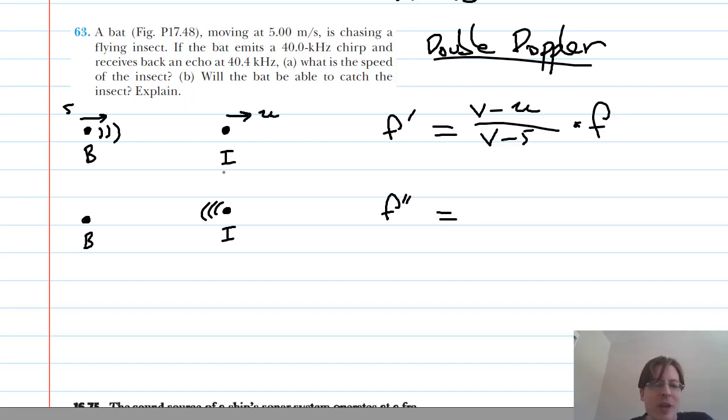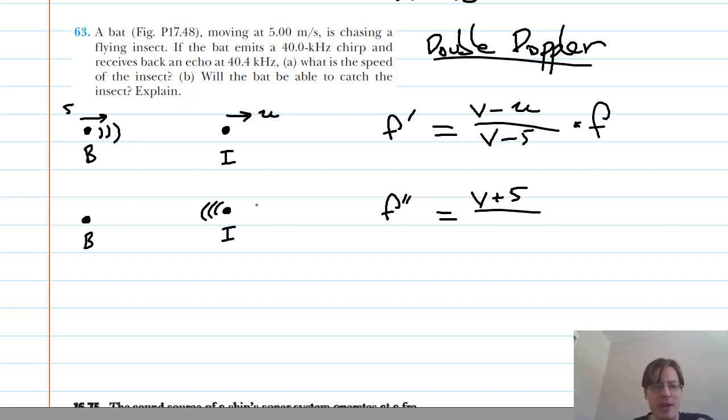f prime is not the frequency that comes off the insect, and it's not the frequency the bat's going to hear. You see, the frequency that the bat is going to hear is really shifted again. So now these sound waves are coming towards the bat. That would be v plus 5. Now the bat is the observer of these waves. So v plus v observer.